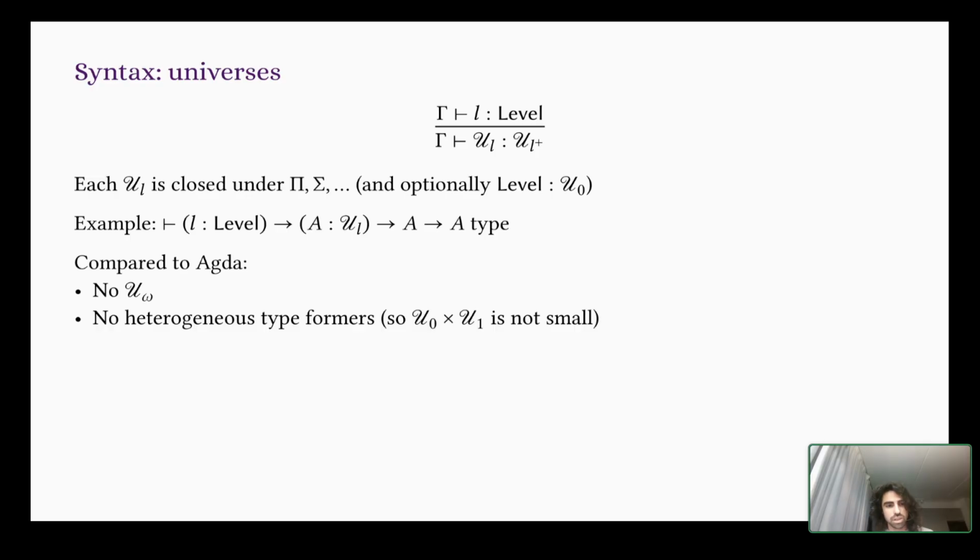We also don't have heterogeneous type formers. So in Agda, if you take a product, for example, of two types that live in different universes, you get something that lives in the least upper bound of the two universes. Instead, in our case, you get something that doesn't live in a universe. But we do have some way of lifting types from a smaller universe to a larger one. So we could lift both U0 and U1 to U2, and then the product would live in U2.